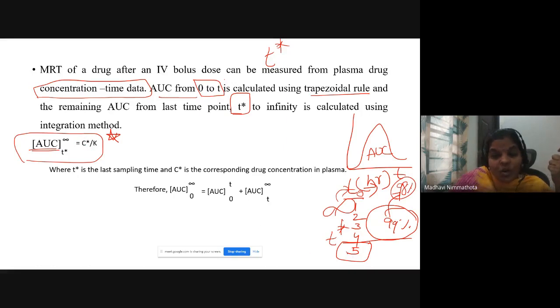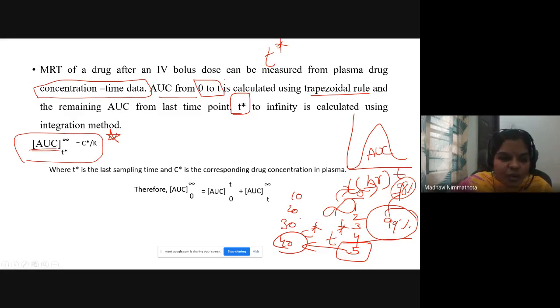So what is the concentration with respect to the last remaining time interval? That is nothing but your concentration. Concentration is also 10, 20, 30, 40 micrograms, right? So this is the fourth concentration. This is the C star concentration, and this is the T star. This is the last time point, and this is the last concentration point.